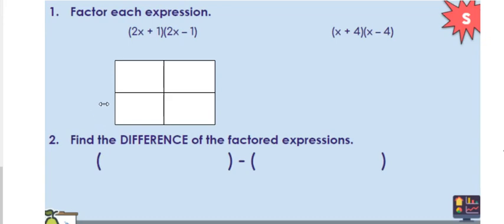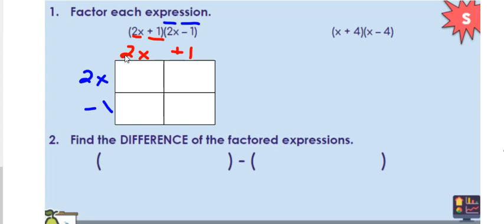So starting out with the table method. Remember, in order to fill my table, I'm going to split up each one of the binomials. So on my top, I'm going to put 2x, and then I'm also going to put a positive 1. Across my left side, I'm going to put a 2x and then a -1. Remember, whatever the sign is in front of my constant, we're going to include that in my table. So now I can find what the commonality is by multiplying them.